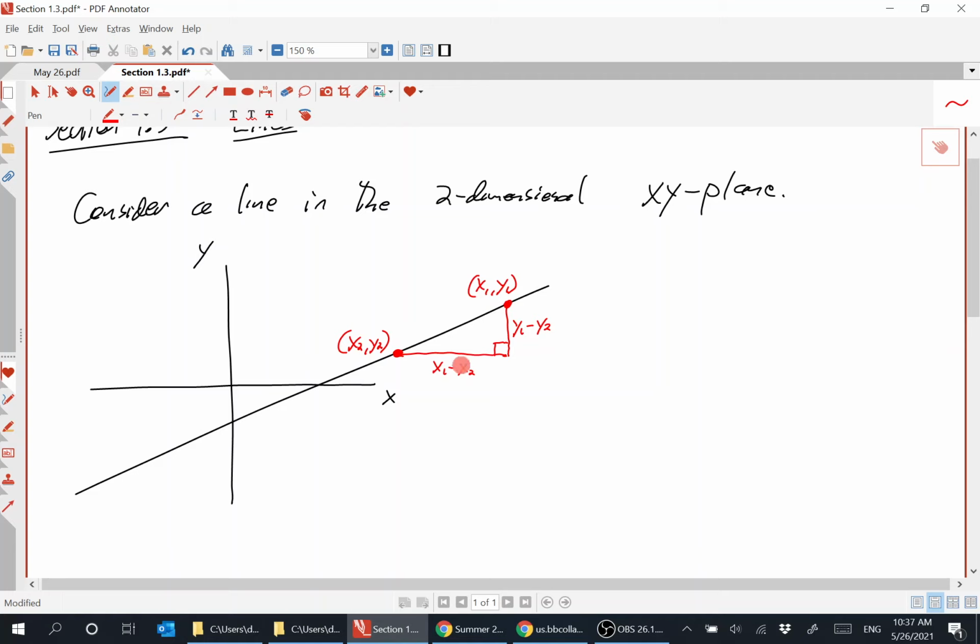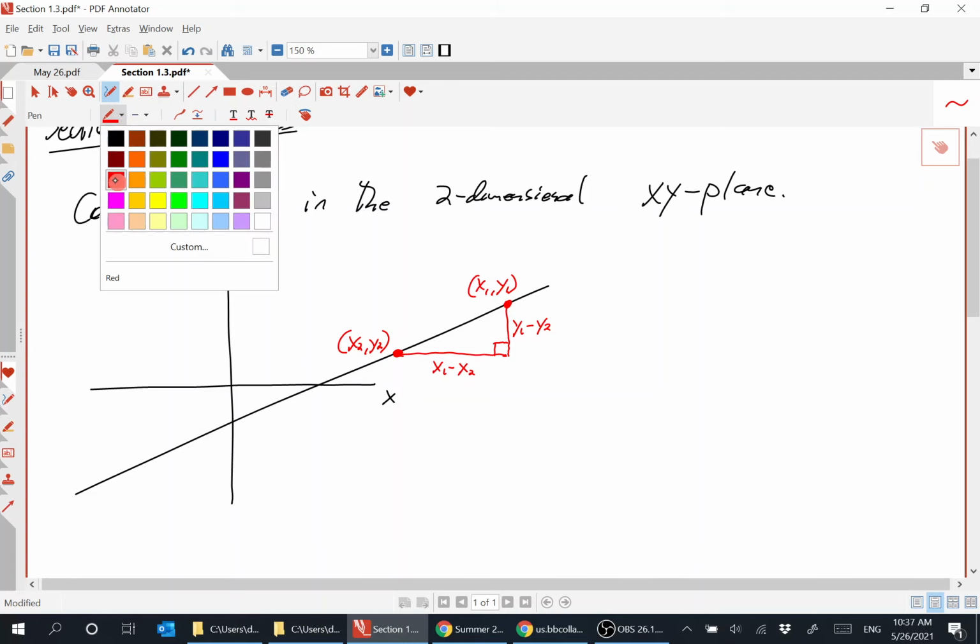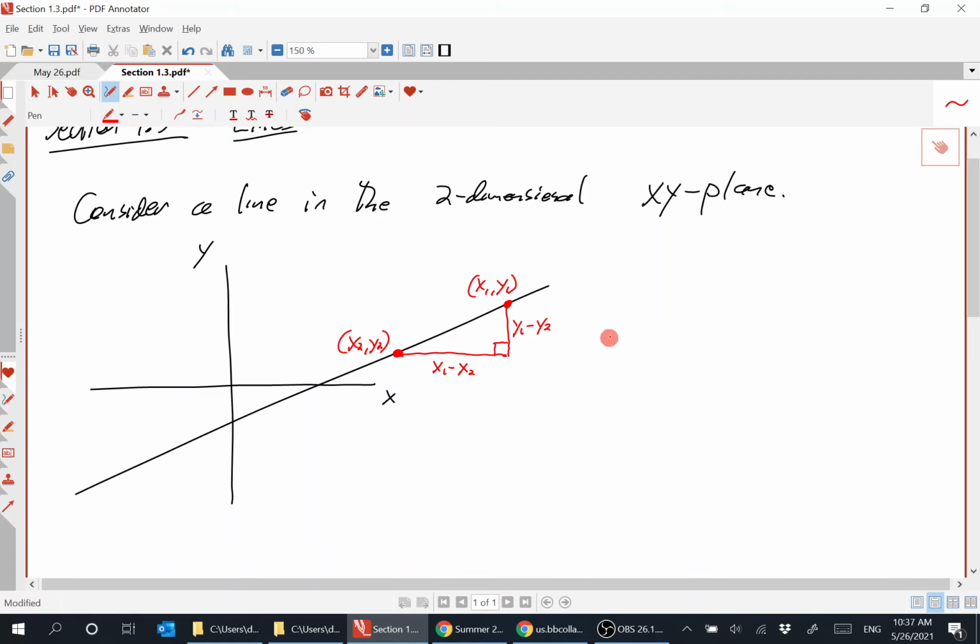And the ratio of these 2 things, what's known as the rise over the run of the line. So the slope of the line is equal to the rise over the run, which is equal to, in terms of x's and y's here, well, the run is the horizontal distance, the rise is the vertical distance. So the rise is y1 minus y2 over x1 minus x2. Or it's the same as y2 minus y1 over x2 minus x1.